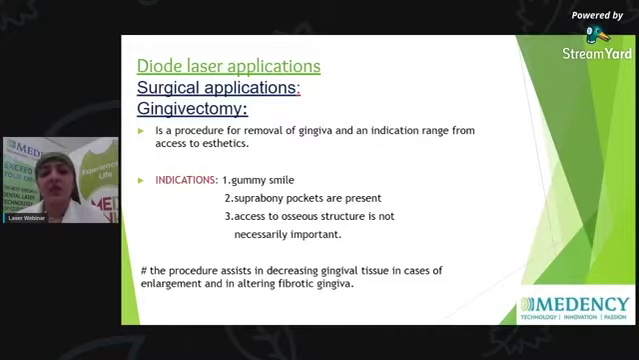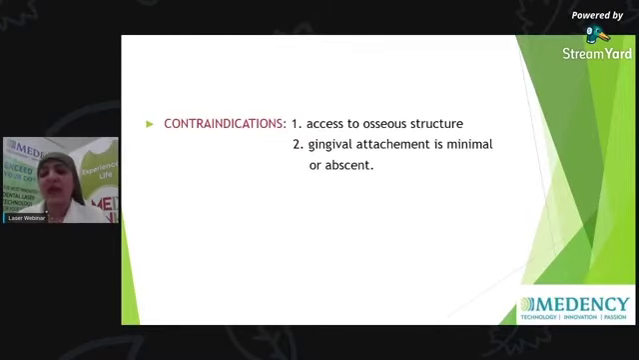Why? Let's say first, gingivectomy is a procedure of removal of gingiva, and the indications range from access to aesthetics. The indications: gummy smile, suprabony pockets are present. Access to osteostructure is not necessarily important. Why? Because, as Dr. Ams told you, the diode laser is a soft tissue laser, so we can't remove any bone. We can't do crown lengthening while using a diode laser, only gingivectomy. The contraindications, as I said, are access to osteostructure, and gingival attachment that is minimal or absent.